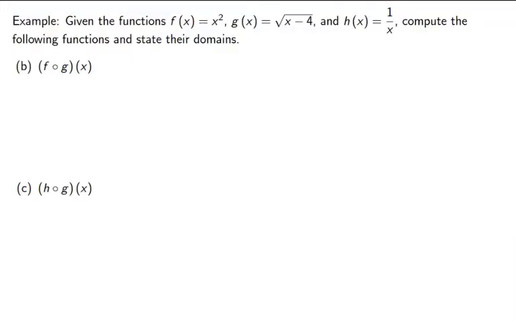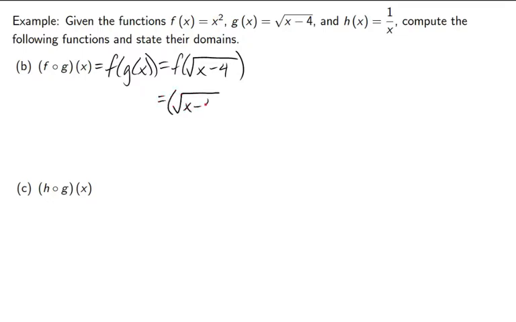Next example. F of g of x. Well, let's write out what that means. F with g of x on the inside, and again put in g of x. It's the square root of x minus 4. And now we look at the function f of x. Wherever you see an x, you replace it with what's in the parentheses. So I'm going to get the square root of x minus 4 replaces x, and that was squared. So I just get x minus 4.